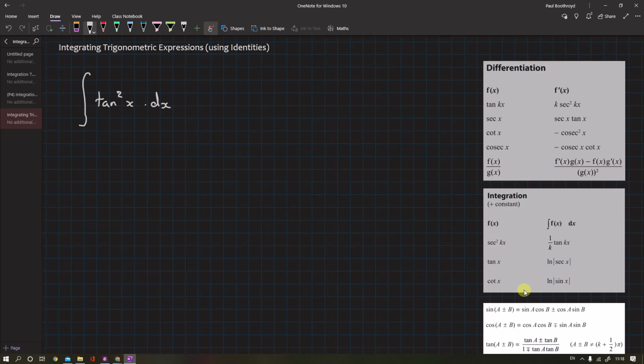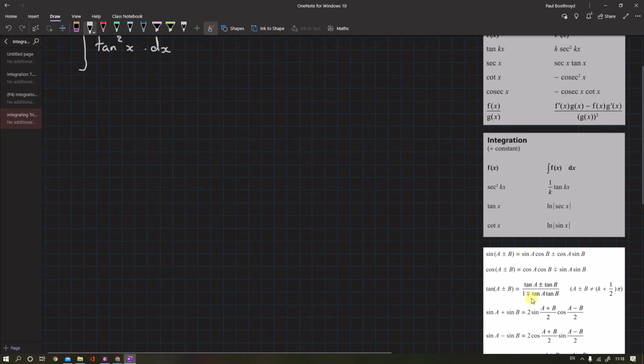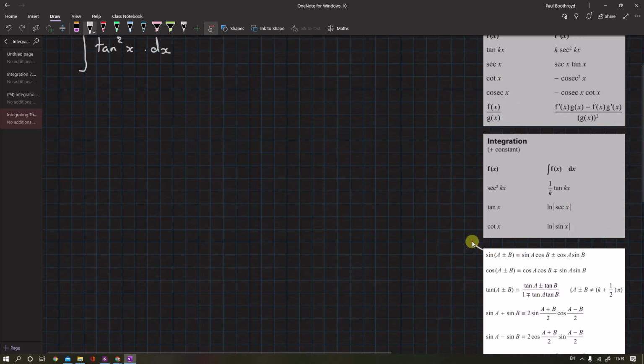So what we need to go through is think about our identities and the sorts of things we're going to get out of this. Our standard identities for the double angle formula: sine 2a is always 2 sine a cos a. Now that one we can do if we get this situation, probably by using integration by substitution. We can even use integration by substitution with that one.